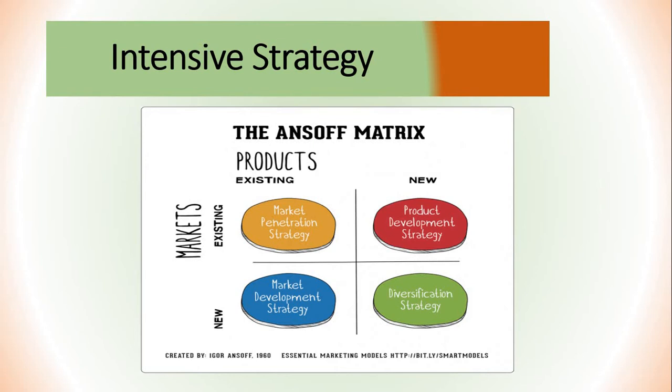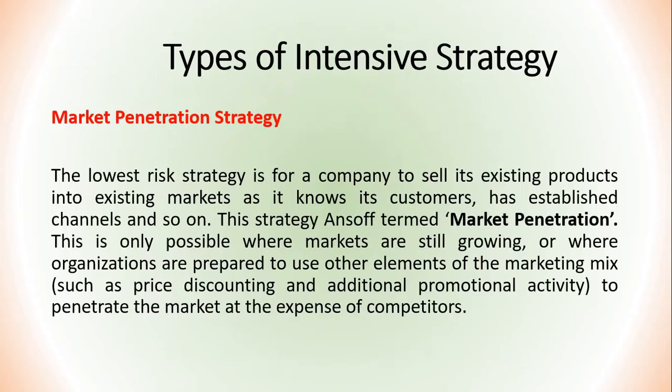So let's discuss the four quadrants of this matrix, which are market penetration, market development, product development and diversification strategy. These four quadrants talk about how the organization can grow by offering new products or services, or how the organization can grow their market.